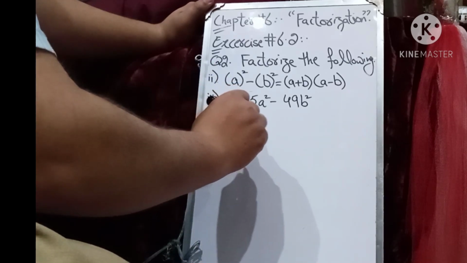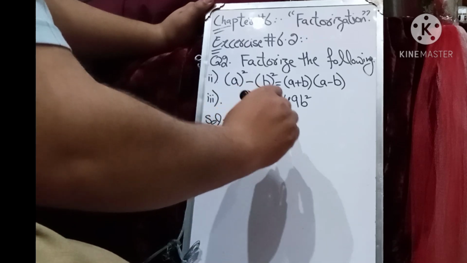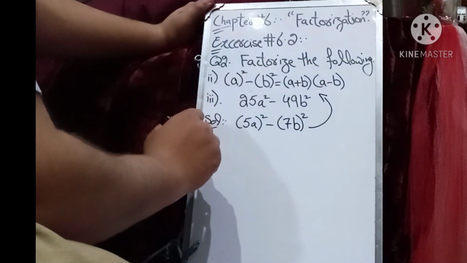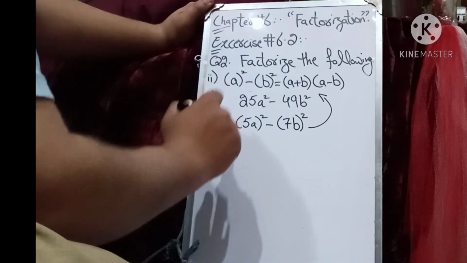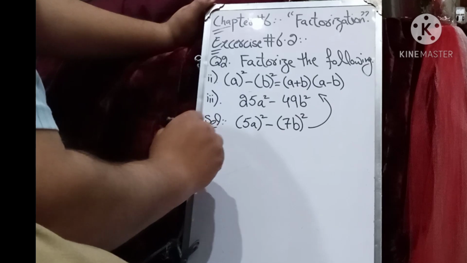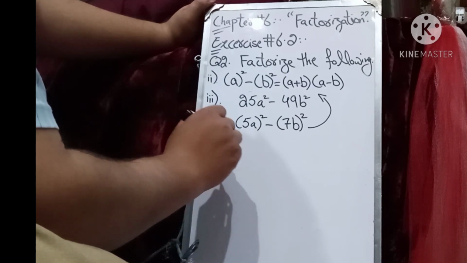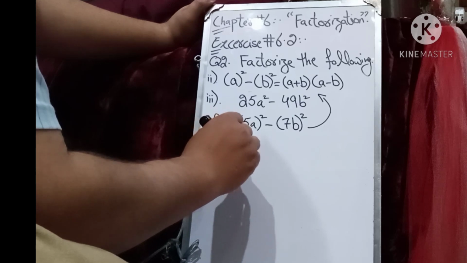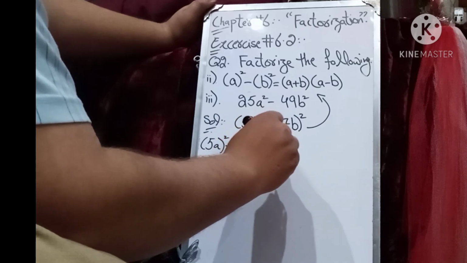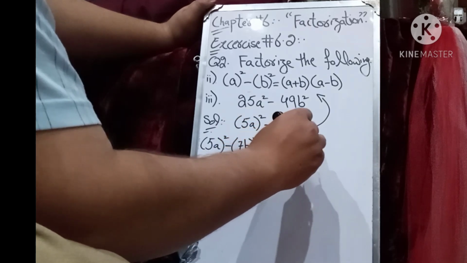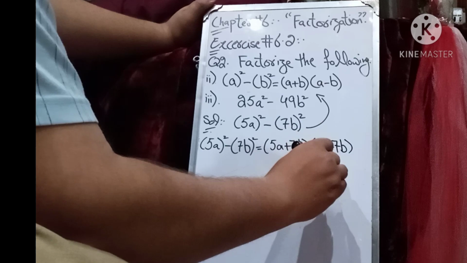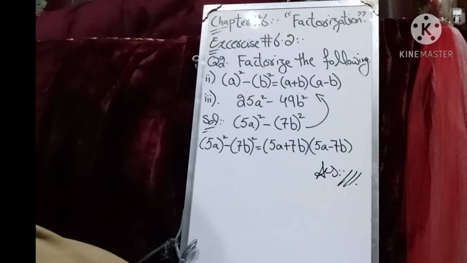In this next part we have 25a square minus 49b square. So you know that 25 is the perfect square of 5 and 49 is the perfect square of 7. So you can write (5a) whole square instead of 25a square and (7b) whole square instead of 49b square. So this again becomes like a formula a square minus b square. So you will write (5a plus 7b) into (5a minus 7b). One factor will be in plus and the second one is in minus. This is our required answer.